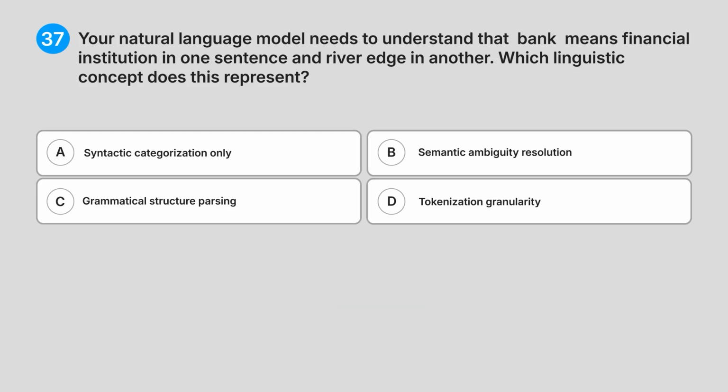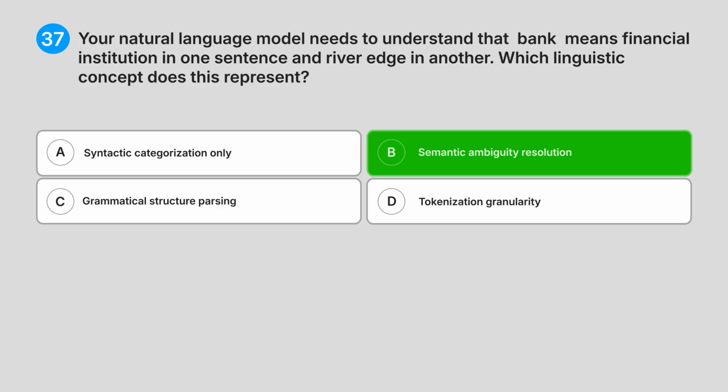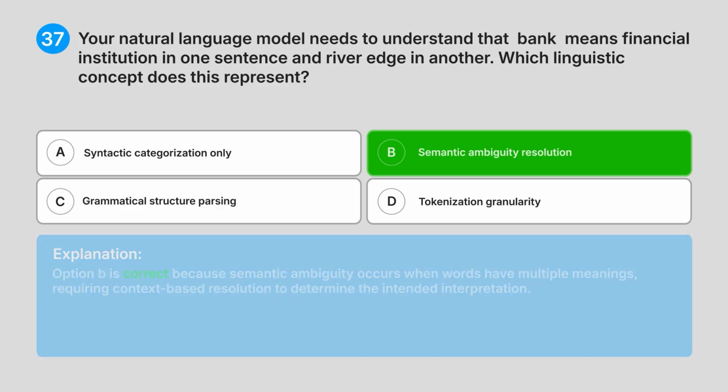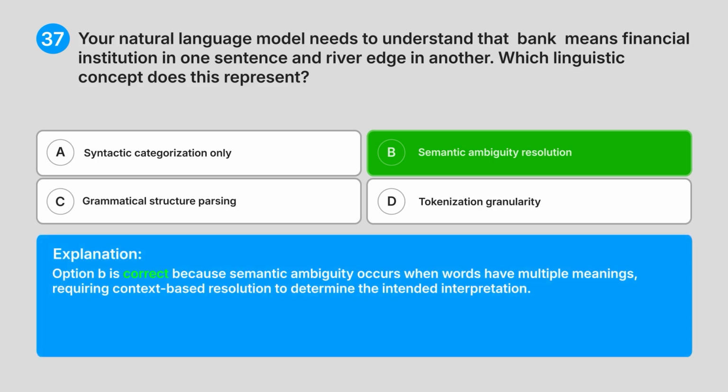Correct answer: B. Semantic ambiguity resolution. Explanation: Option B is correct because semantic ambiguity occurs when words have multiple meanings, requiring context-based resolution to determine the intended interpretation.